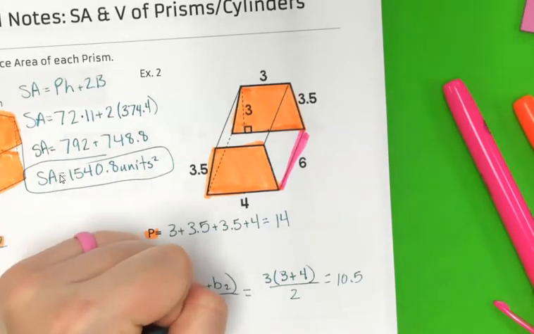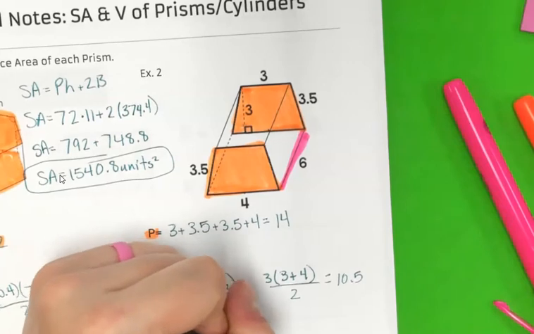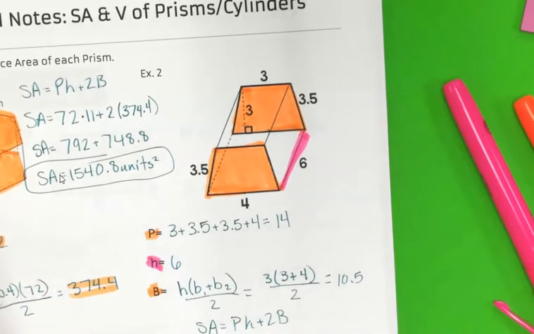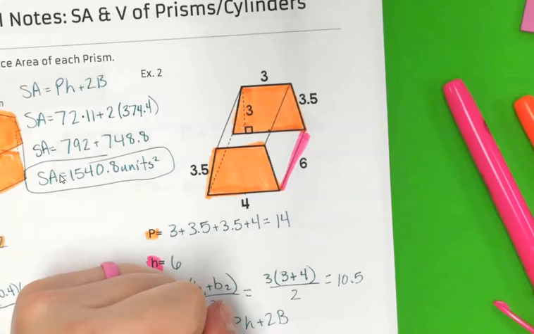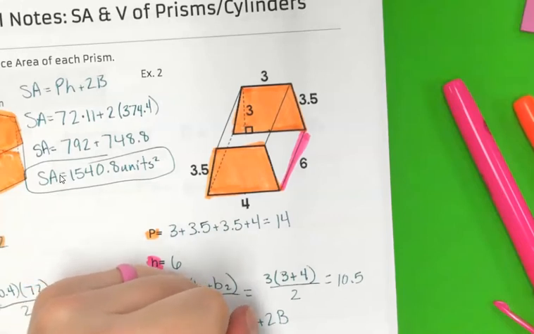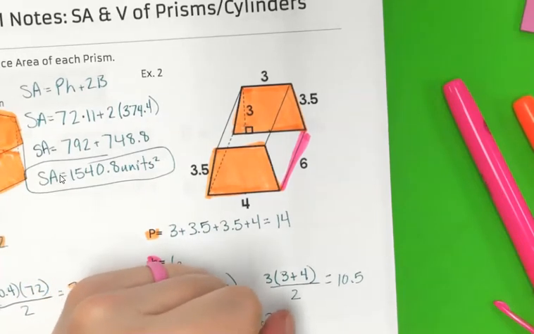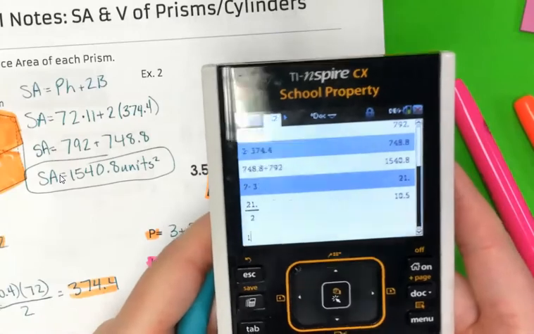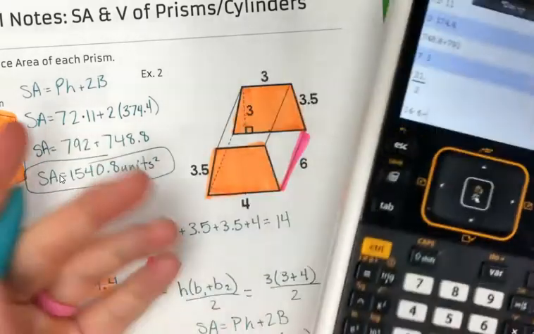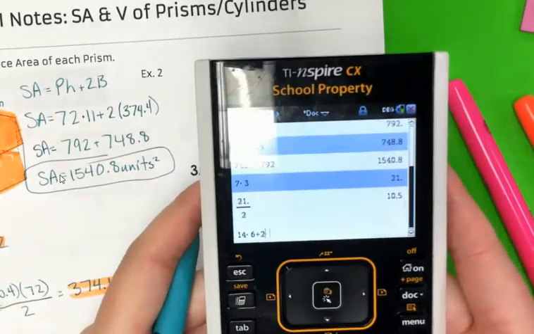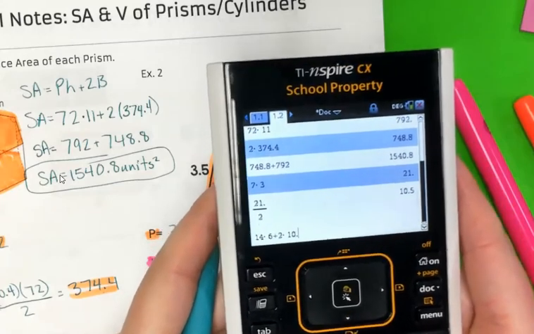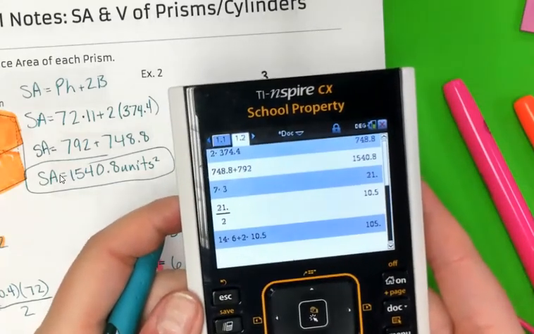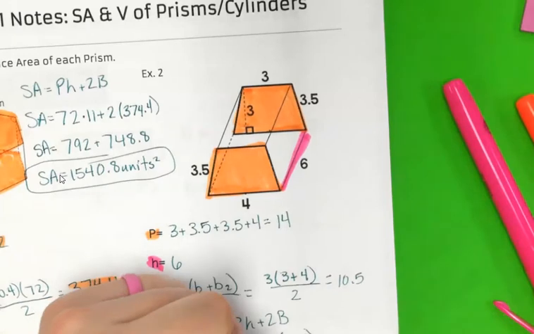So surface area equals Ph plus 2B. Our P is 14. Our h is 6. It's 2 times 10.5. 14 times 6 plus 2 times 10.5 is 105.